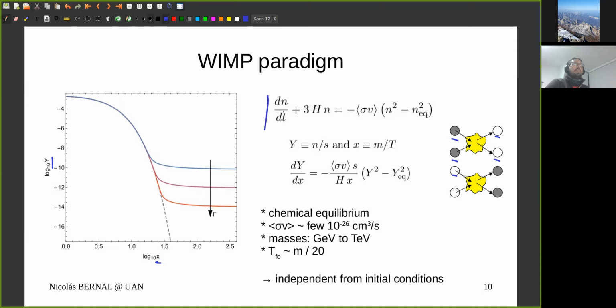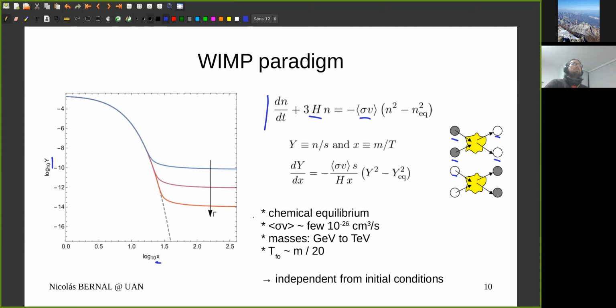So if you want to keep track of the dark matter abundance, you have to solve this kind of Boltzmann equation, where n is just the dark matter number density. So dark matter gets diluted because of the expansion rate, where H is the Hubble expansion rate of the universe, and this sigma v corresponds to the thermally averaged annihilation cross-section, right?